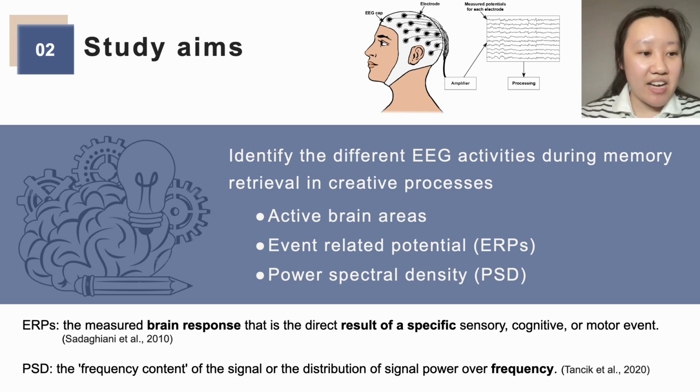As for the ERPs, it is used to measure the brain response that is a direct result of a specific cognitive event. So obviously in our study, it will be the event like the semantic memory and episodic memory. While the PSD is the frequency content of the signal, or the distribution of signal power over frequency. Or in other words, you can understand it simply like it can reflect the relations between the brain waves and which part of the brain is active.